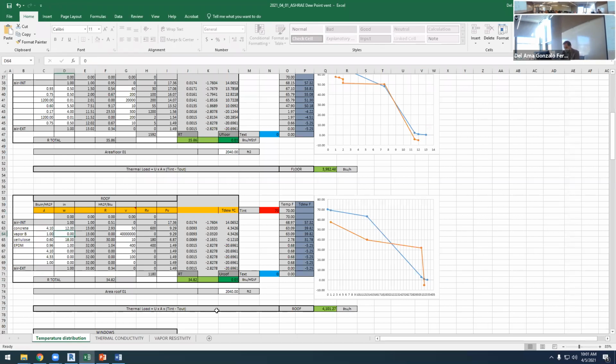So if we have a thickness for the vapor barrier, 0.01, okay, we eliminate the condensation risks. Even with cellulose.